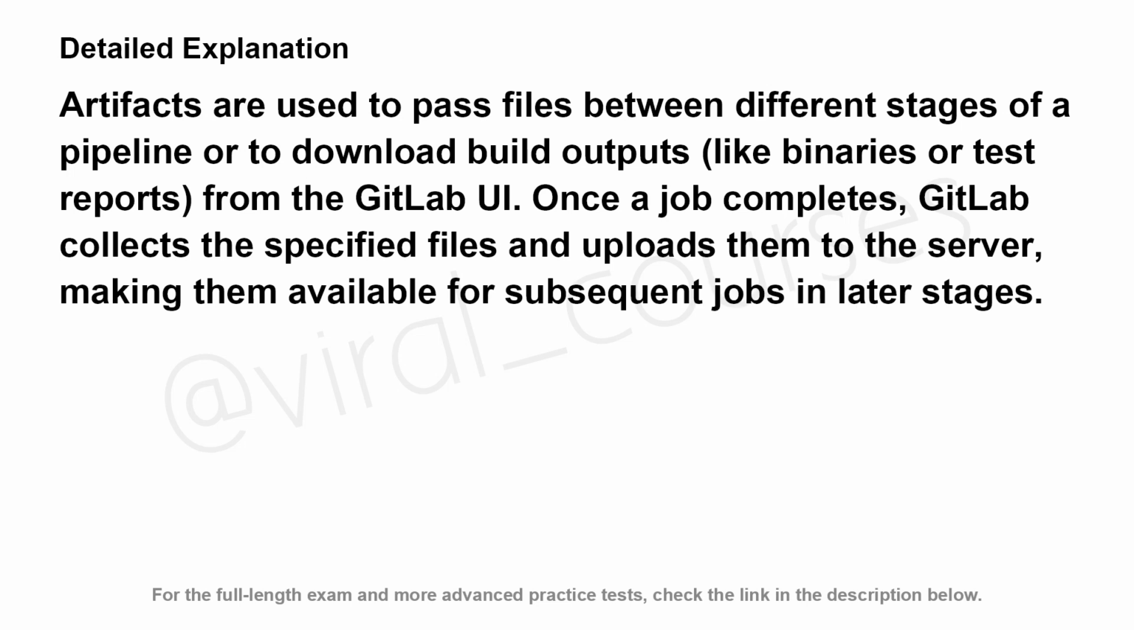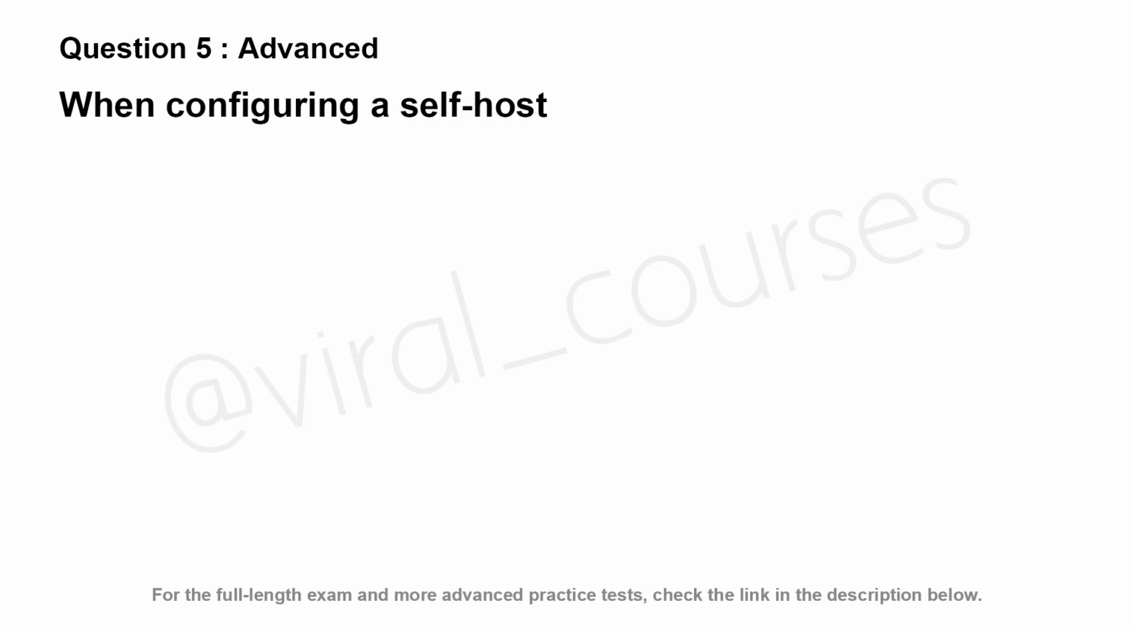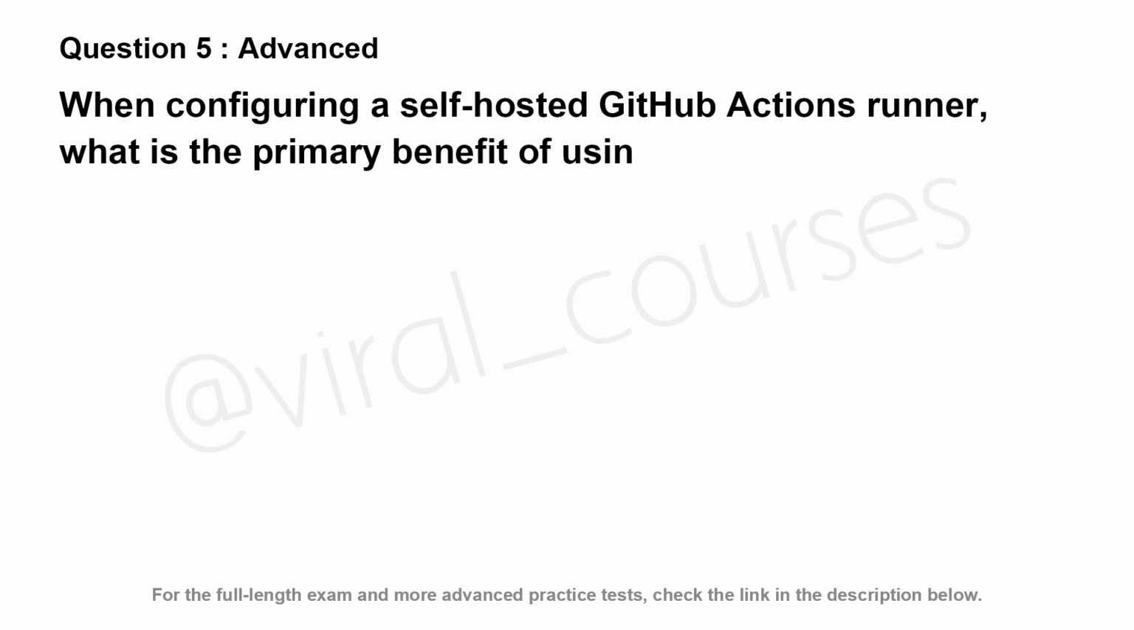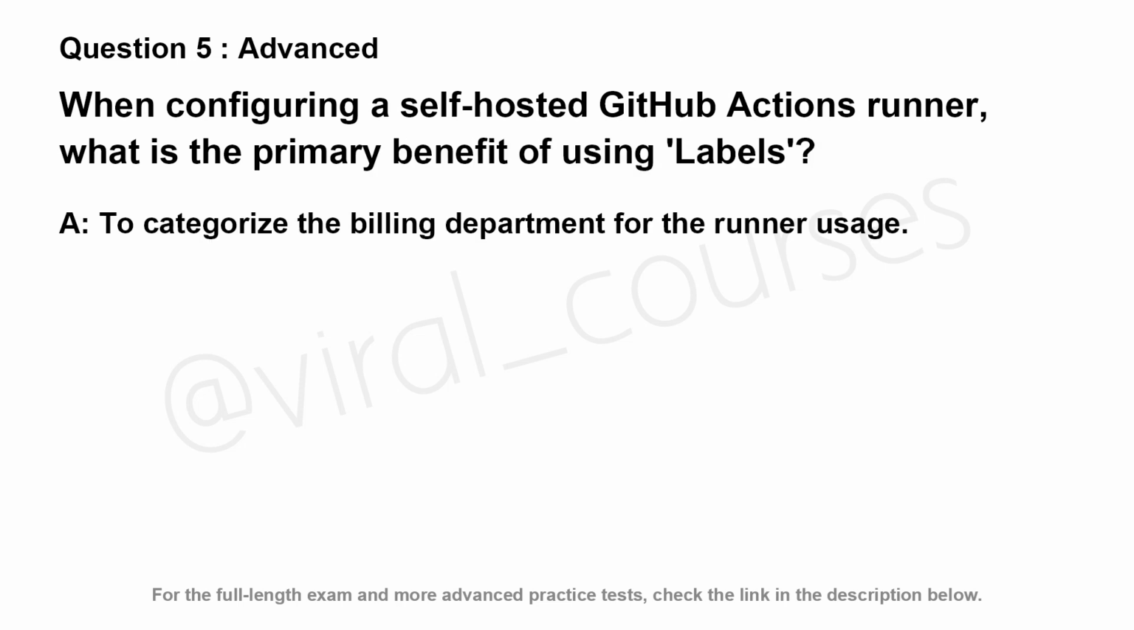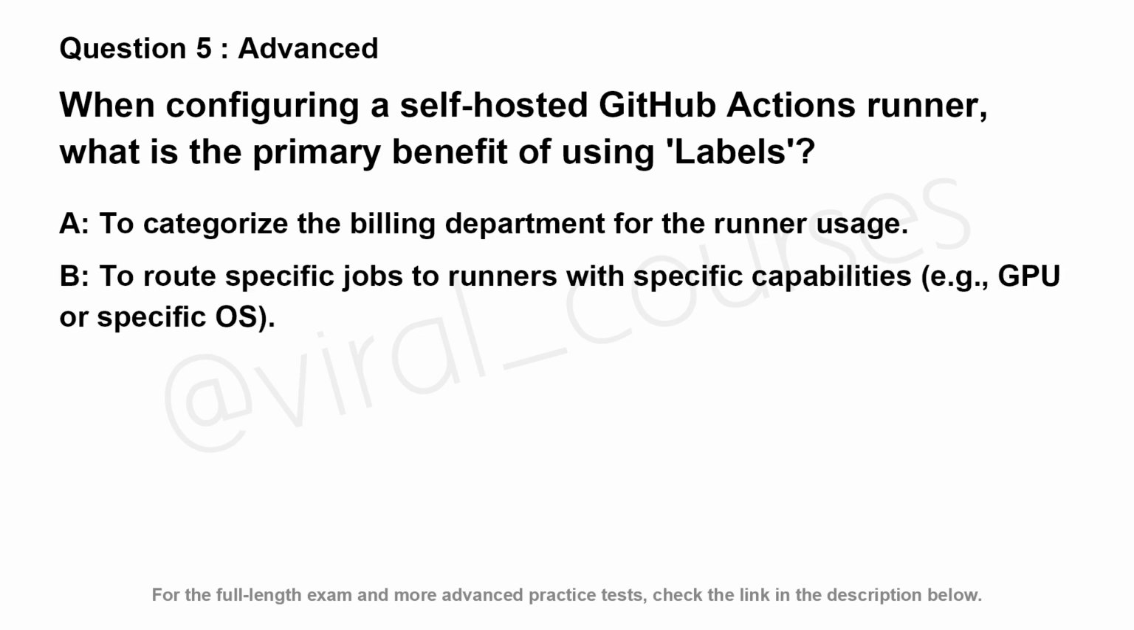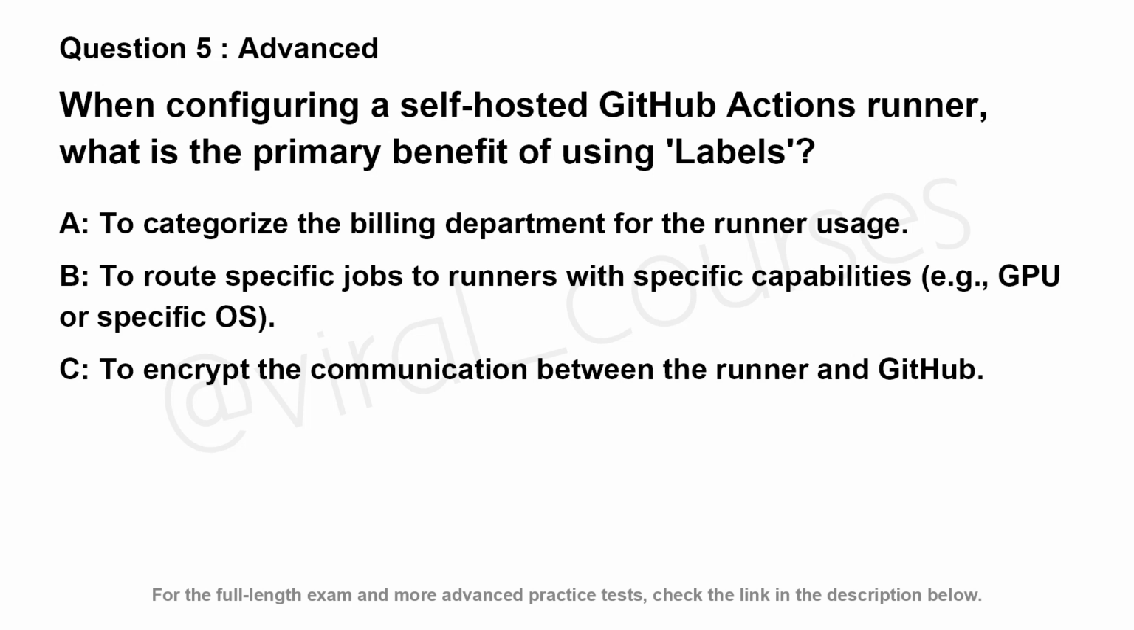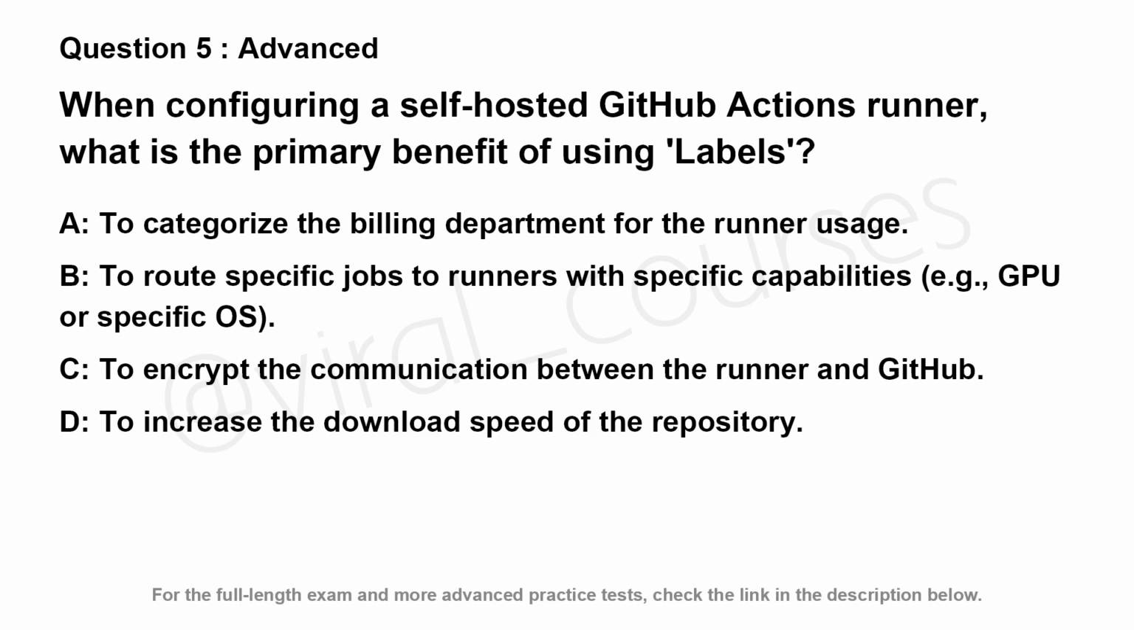When configuring a self-hosted GitHub Actions runner, what is the primary benefit of using labels? Option A. To categorize the billing department for the runner usage. Option B. To route specific jobs to runners with specific capabilities, e.g., GPU or specific OS. Option C. To encrypt the communication between the runner and GitHub. Option D. To increase the download speed of the repository.